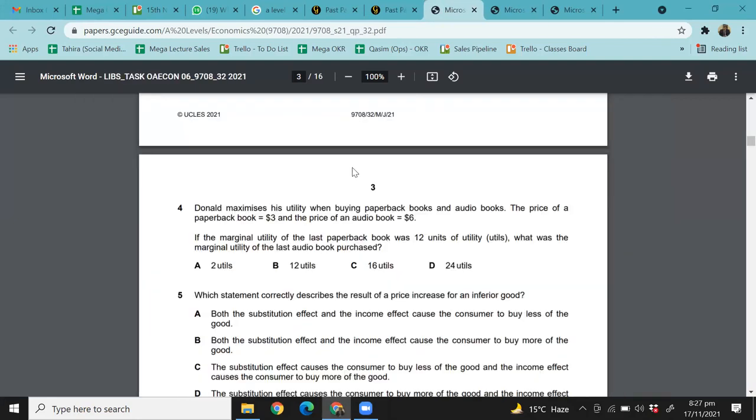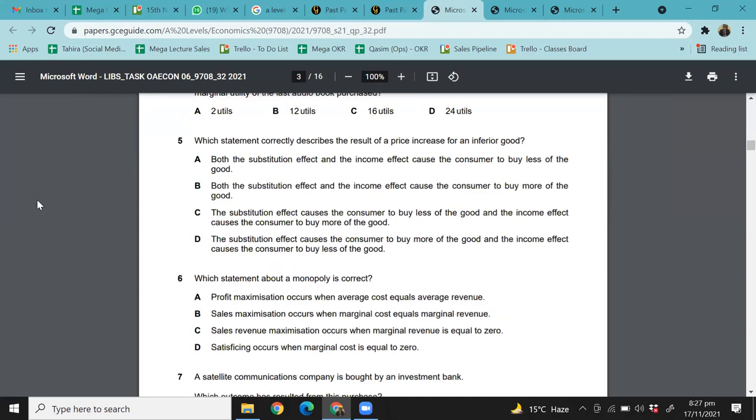Let's move on. Which statement correctly describes the result of a price increase for an inferior good? When price increases, both the substitution and income effect cause the consumer to buy less of the good. Or, the substitution effect causes the consumer to buy less of the good, and the income effect causes the consumer to buy more of the good. Interesting. What do you think is the answer?